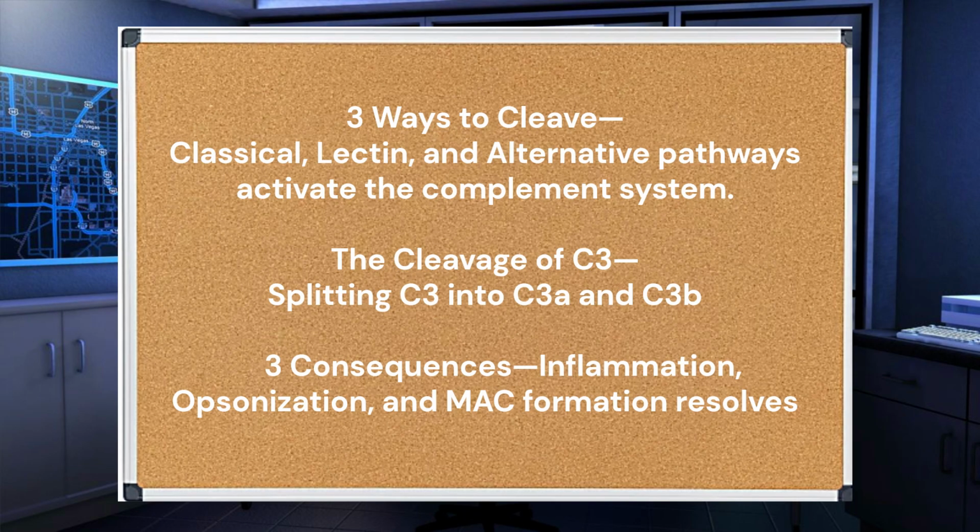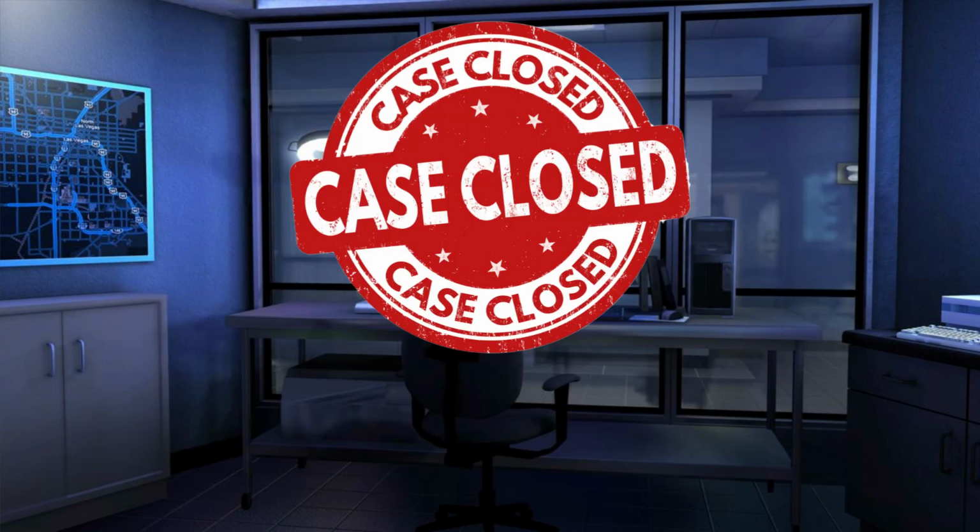Here's how the 3-3-3 rule played out in our investigation. There are 3 ways to cleave: classical, lectin, and alternative pathways activate the complement system. The cleavage of C3, splitting C3 into C3a and C3b, provides crucial evidence. 3 consequences: inflammation, opsonization, and the membrane attack complex formation, resolves the case. And that's how our CSI team cracks a case of the complement system, ensuring your immune system stays protected from invaders. Case closed.